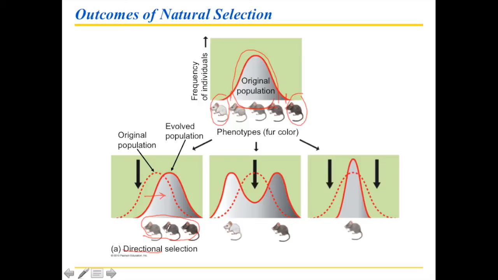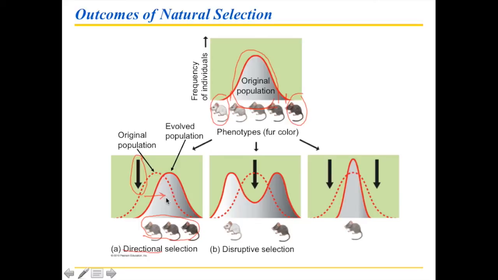Directional selection means that something in the environment changed. So here, this black arrow, that is where the pressure of natural selection acts. The pressure of natural selection acts against the lighter color. That's why there's this fat arrow here. And as a consequence of this selective pressure, the population shifts to a darker color. So that would be directional selection.